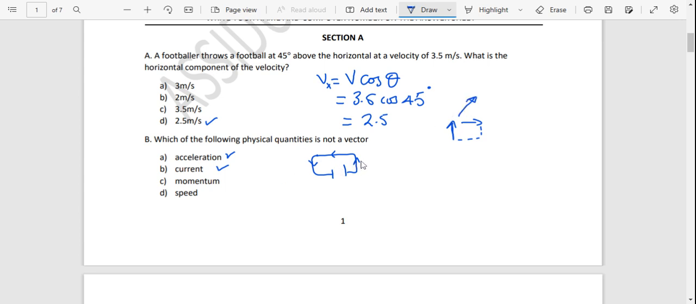Now when it comes to current, you have this one and this one. You are just going to add. If there are 2 amps there and 3 amps here, you're just going to add 3 plus 2. That gives you 5. So it doesn't follow the way we add vectors. That is why some books disqualify current as a vector following that property. Otherwise, because it has both magnitude and direction, you're going to say it is a vector. Momentum is a product of mass and velocity, so we are multiplying a vector quantity and a scalar. So the result is going to be a vector. That's why momentum is a vector, but speed we know is not a vector. So that's the answer here.